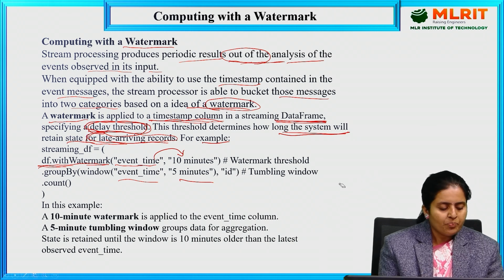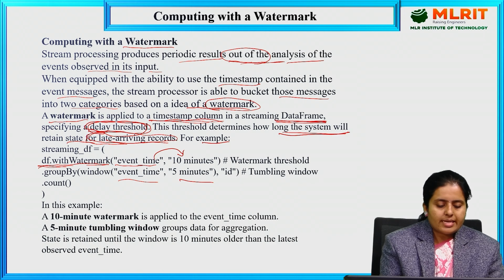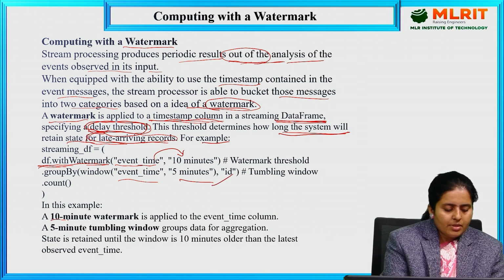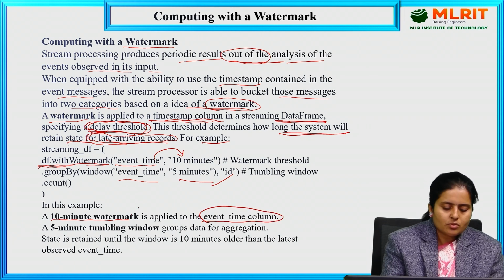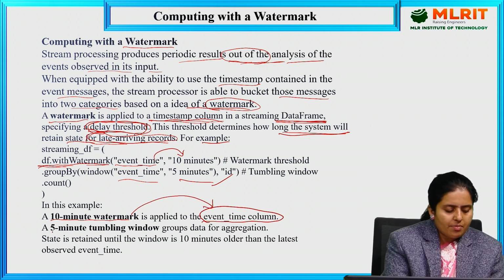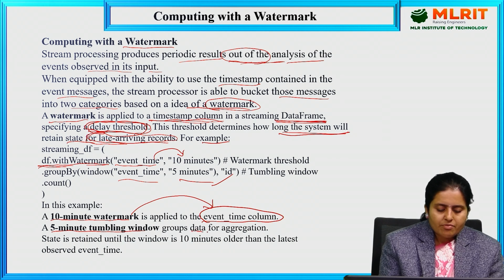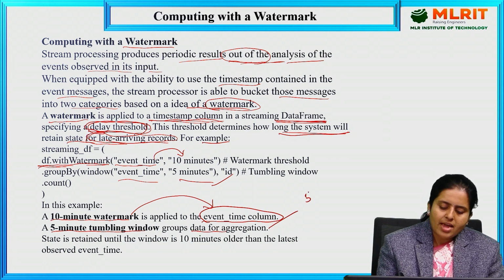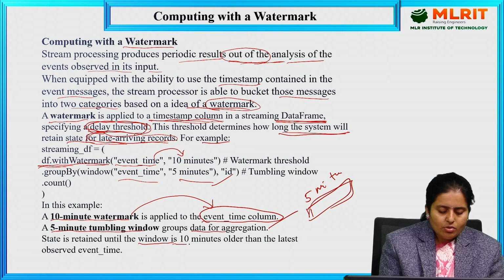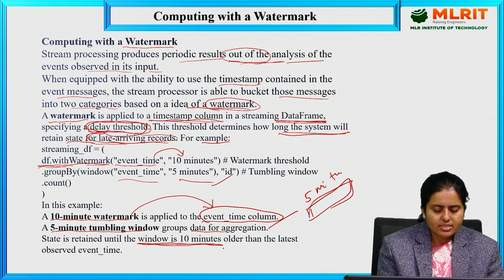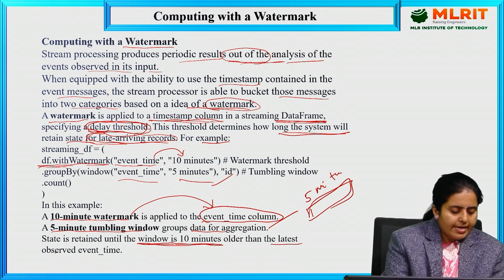In this example, the 10 minutes watermark is applied to the event time. As I have told you, watermarks work with the timestamp. The 5-minute tumbling window groups data for aggregation, so for every 5 minutes the tumbling window groups the data. State is retained until the window is 10 minutes older than the latest observed event.